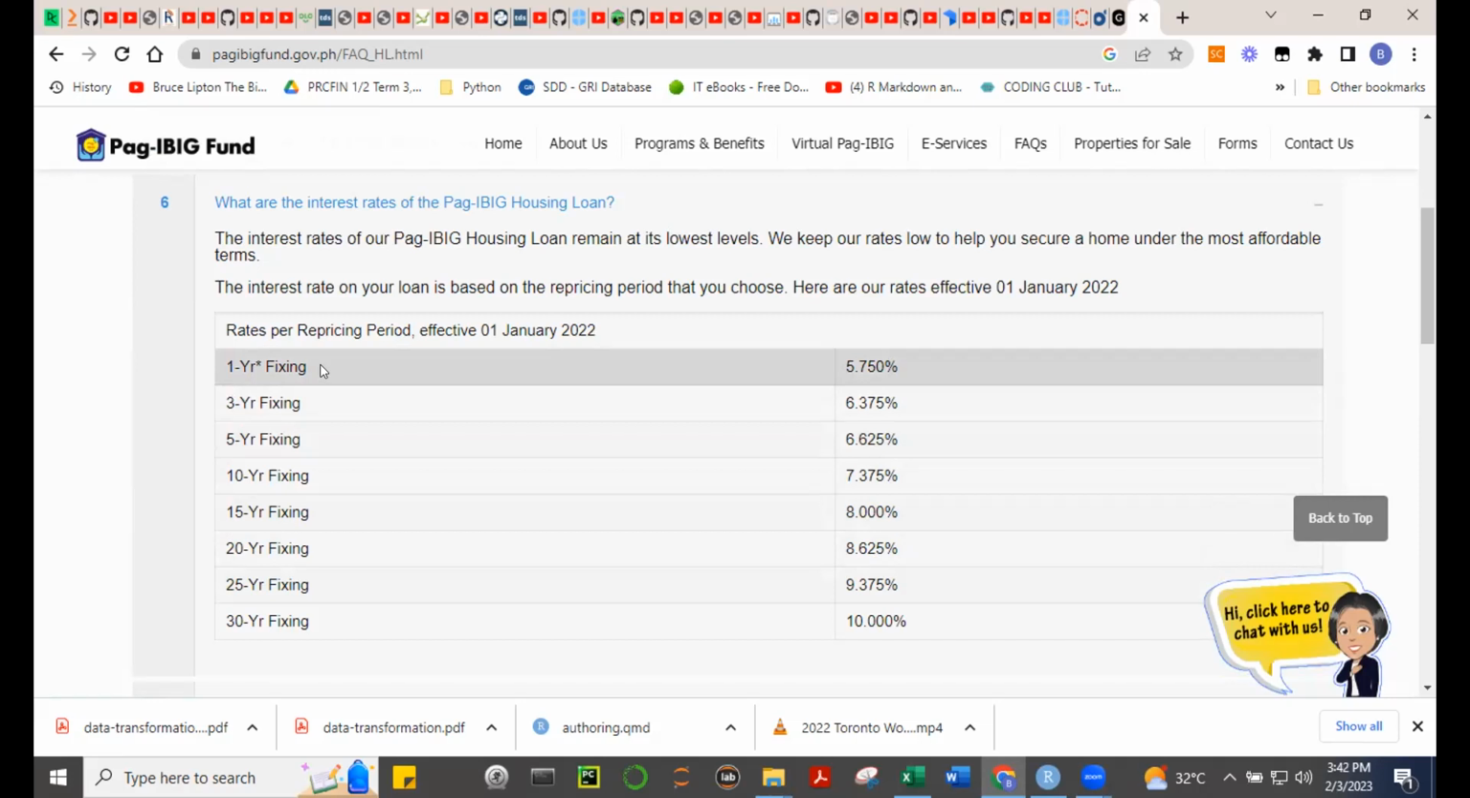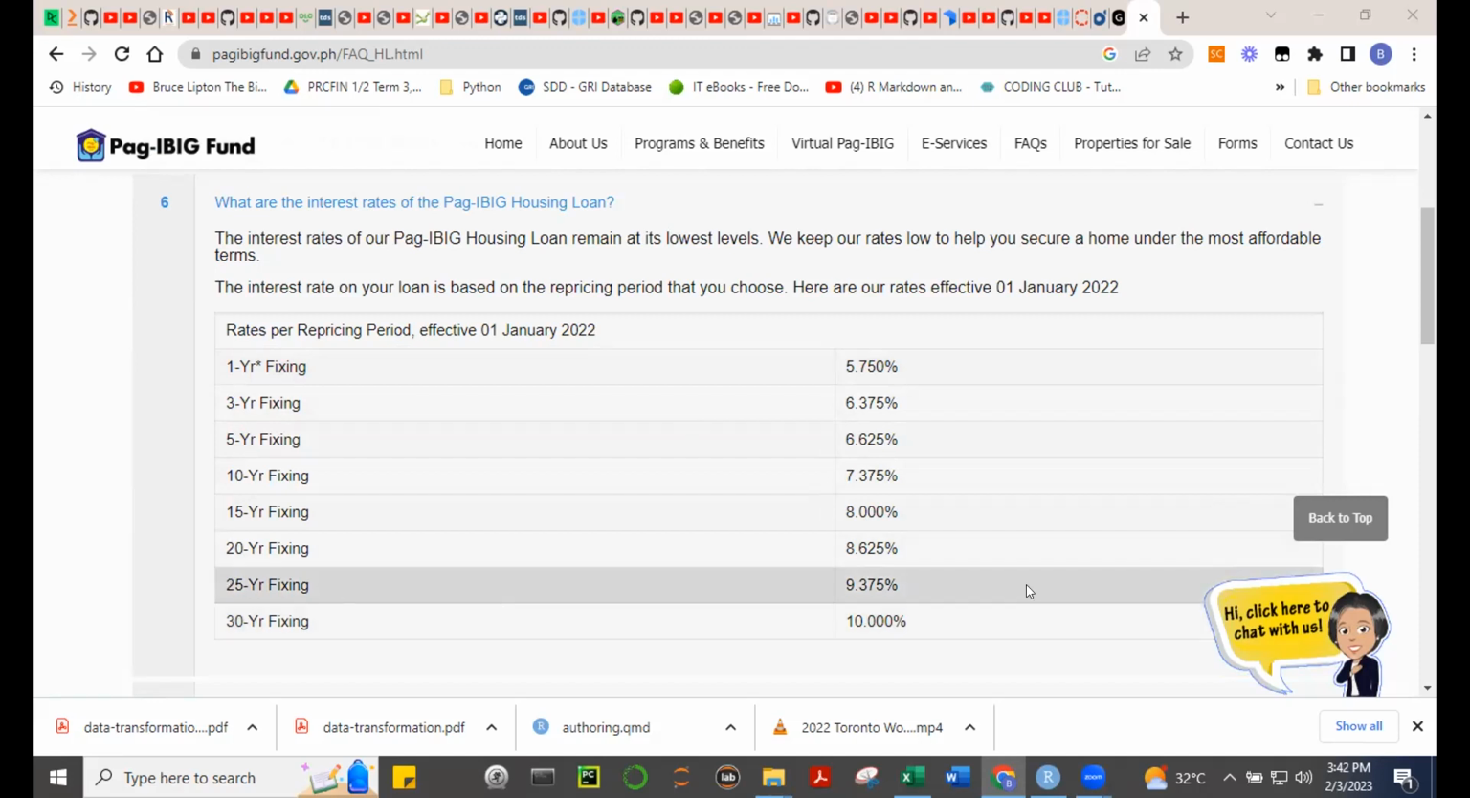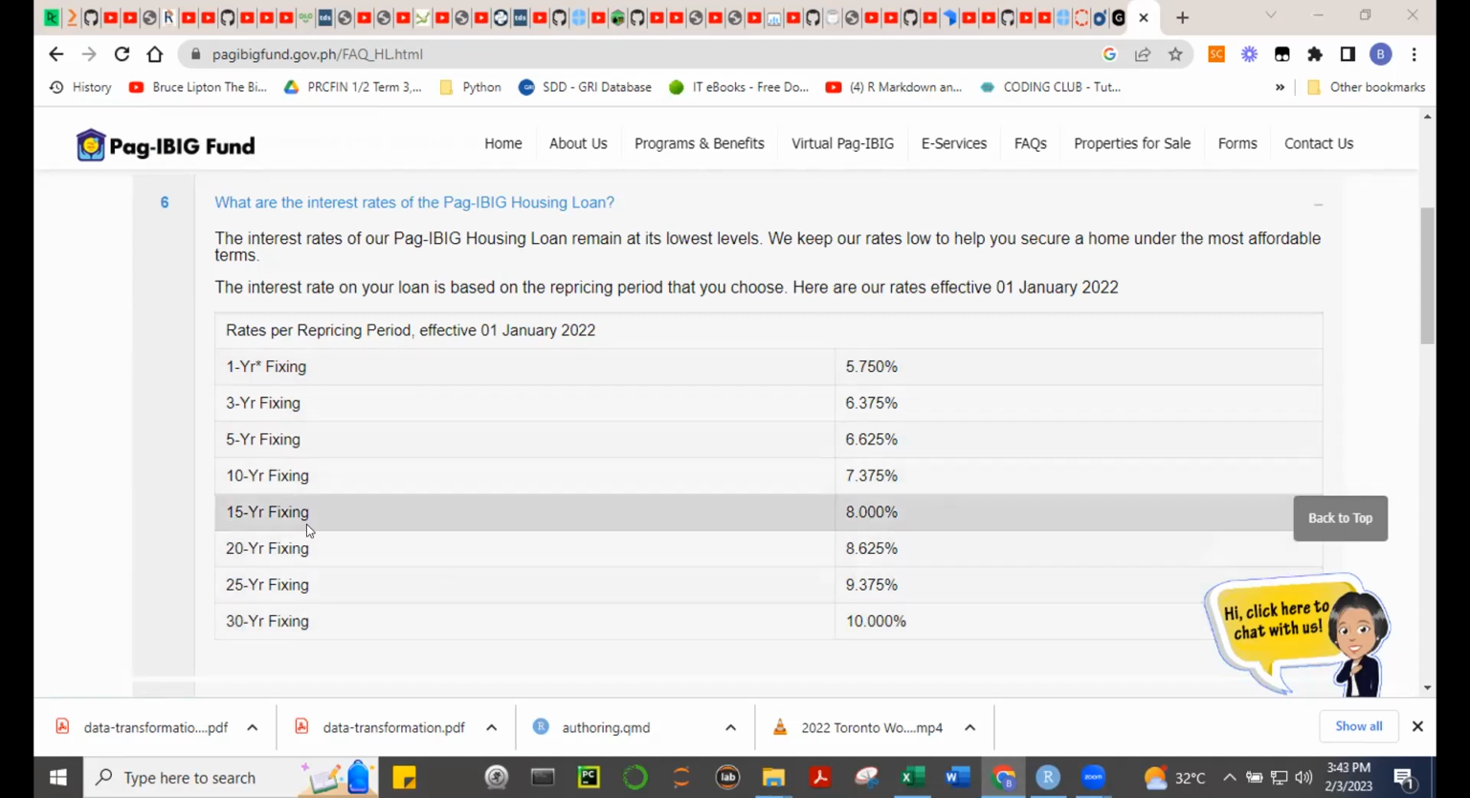The lender, in this case Pag-ibig, assumes a greater amount of risk if the term of the loan is higher. So naturally, they will demand a higher interest rate to compensate them for the additional risk they're taking. So the highest interest rate as expected is 30 years. All right. So let's just assume it's 15 years. So that's 8%. Okay.